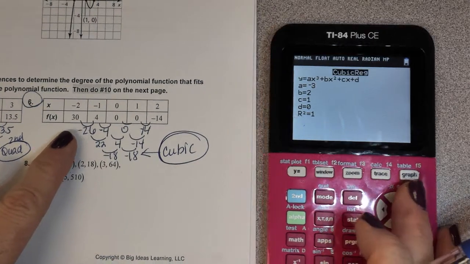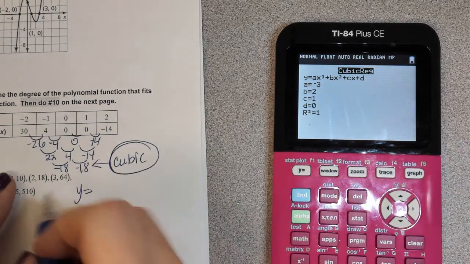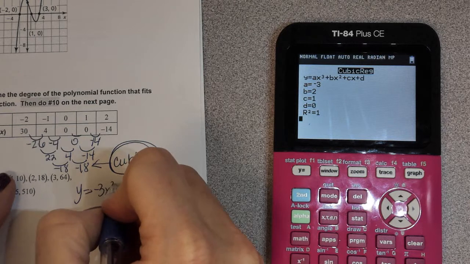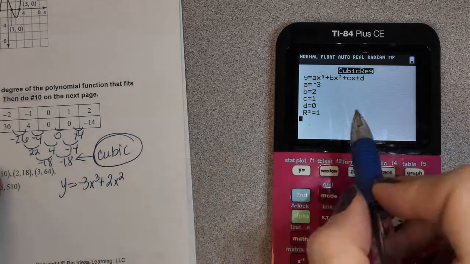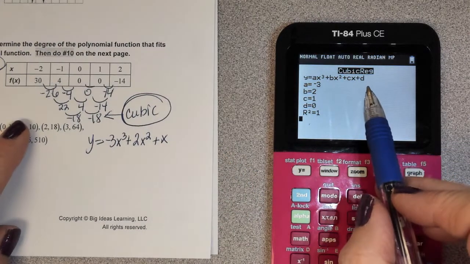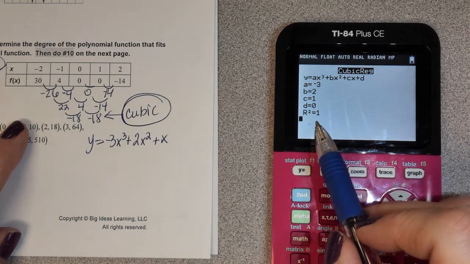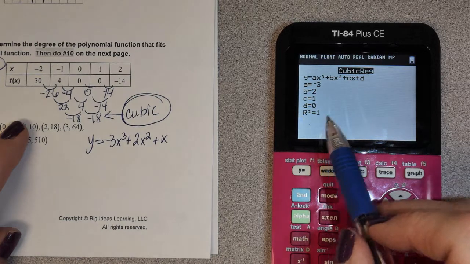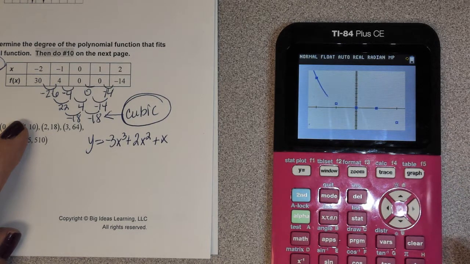Here's our function. I'm going to write it down. It's y equals, and it's telling me that a is negative 3, x cubed, plus b is 2, and that's x squared. C is 1, and that's x. And then my d value is just 0. And r squared is exactly 1, so this should be a perfect cubic function fitting through my data. So now when I hit graph, see how that cubic function fits through there just perfectly.